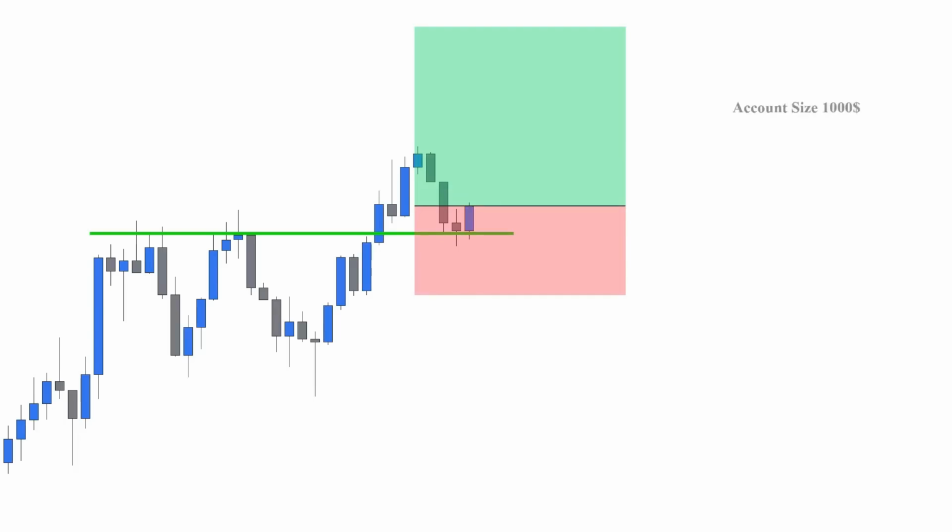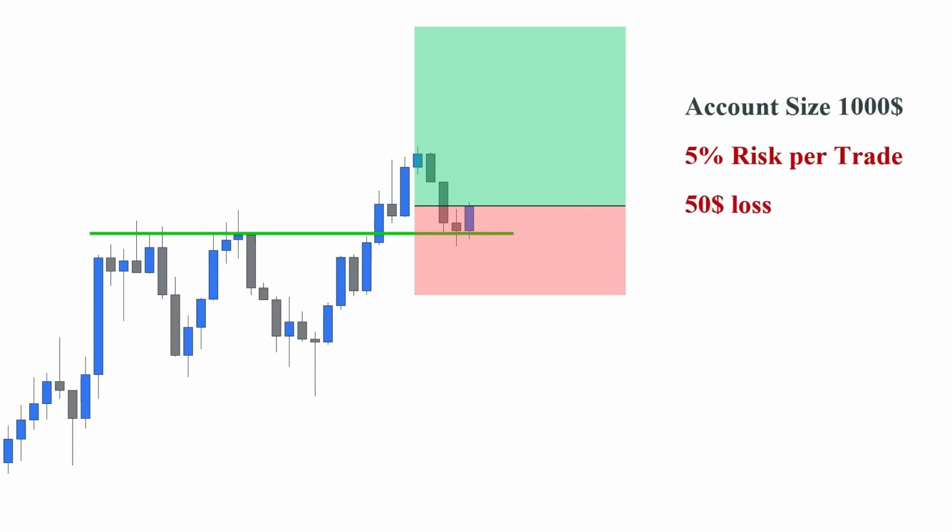Let's suppose our account size is $1,000. Our position size determines what percentage of our capital will be lost if the price hits our stop loss. If we risk 5% of our account size on this trade and get stopped, we will lose $50. And if we win 1 out of 3 trades, we will still be at break even. That does not sound so bad, does it?